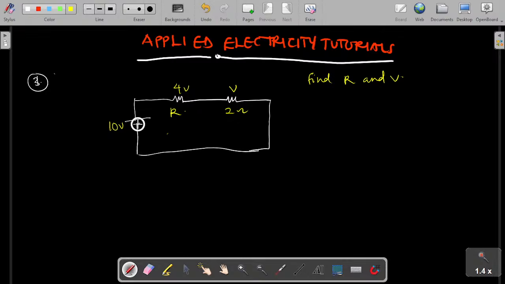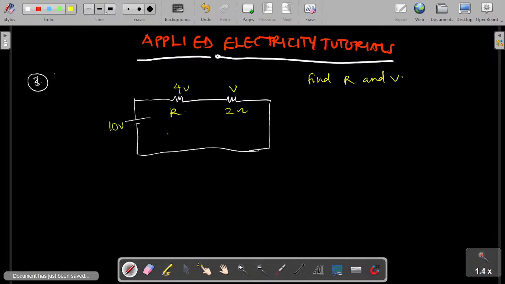So I have 10 volts, which is my total voltage in this circuit. I have an unknown resistance here, R. I have the voltage across the 2 ohm to be V, and I have the voltage across the 4 ohm to be V. How do I solve this problem easily? Now, to solve this problem, you understand by concept that in any electrical network, the total voltage drops within the circuit is equal to the total potential difference or the total voltage in the circuit.